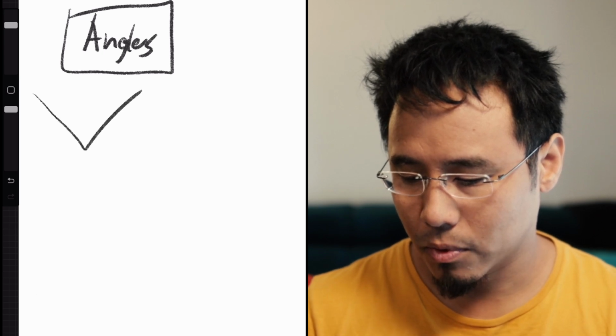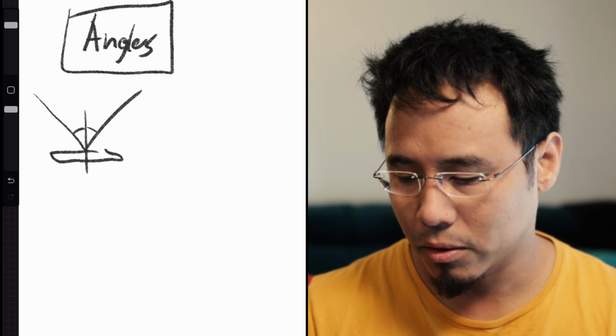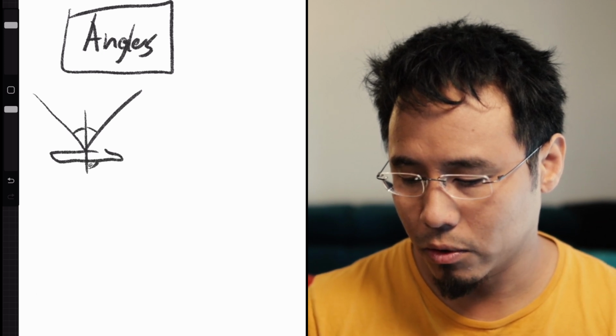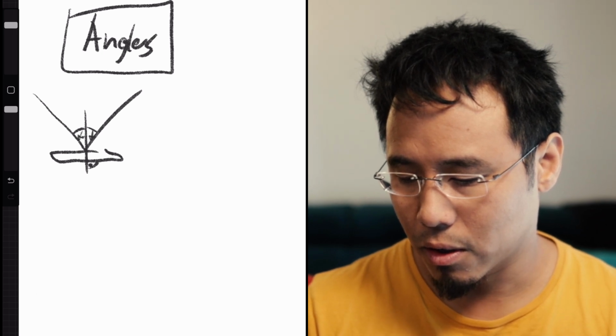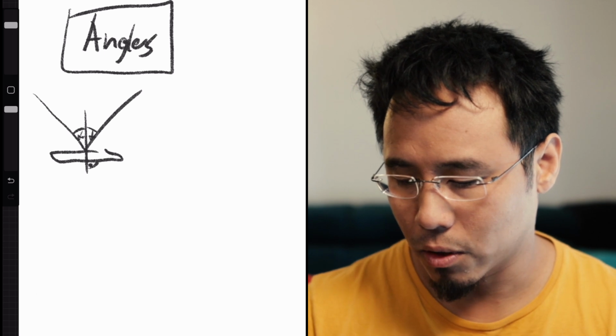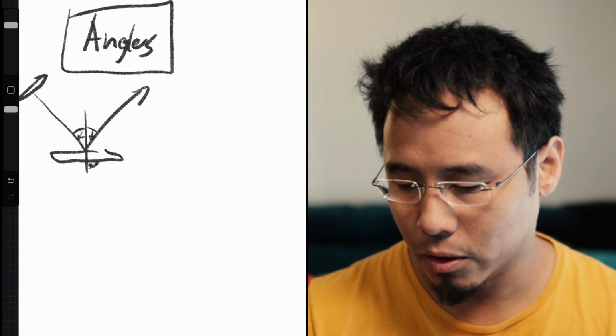So the angles are important because when light hits a surface like so, right, it reflects back at the same angle it came in. So this is a perpendicular line to the surface. And let's just say it's alpha, the angle going in and the angle going out. This is the light source, right?